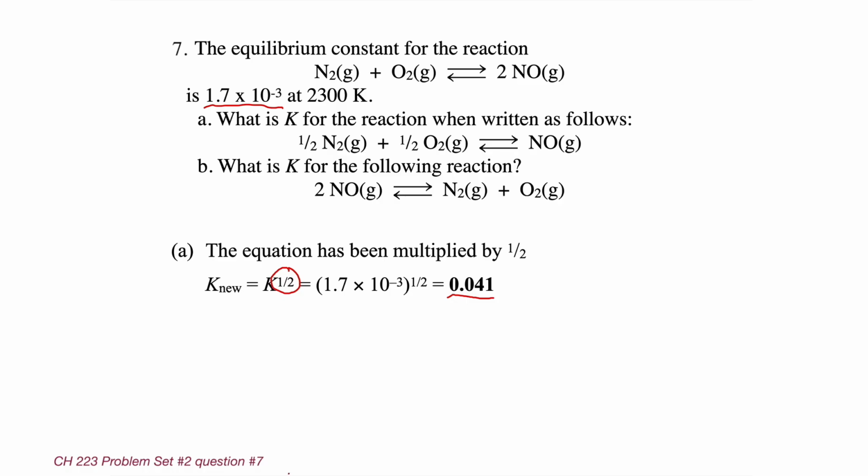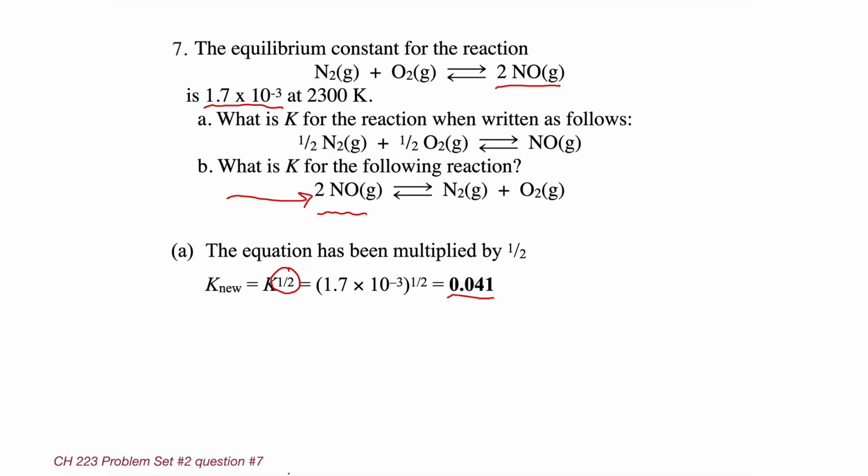Now in the second one here, notice that this second reaction, it's the same as the given reaction, but we flipped reactants and products. So 2NO was a product, and now it's a reactant. And N2 and O2 were reactants, and now they're products. So we flipped the K. Products became reactants, reactants became products.